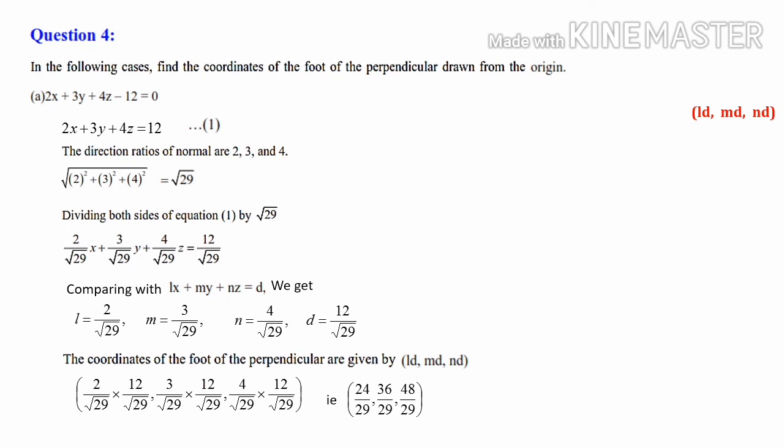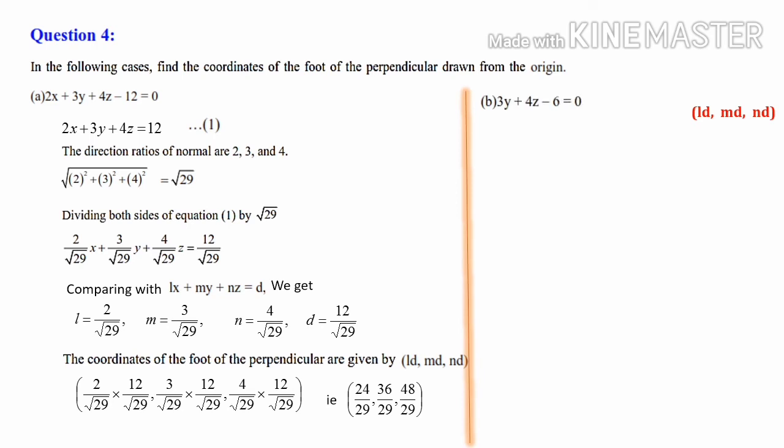3 into 12, that is 36, divided by root 29 into root 29, which is 29. 4 into 12, that is 48, divided by root 29 into root 29, which is 29. So 24 by 29, 36 by 29 and 48 by 29. These are the coordinates of the foot of the perpendicular of the given plane.